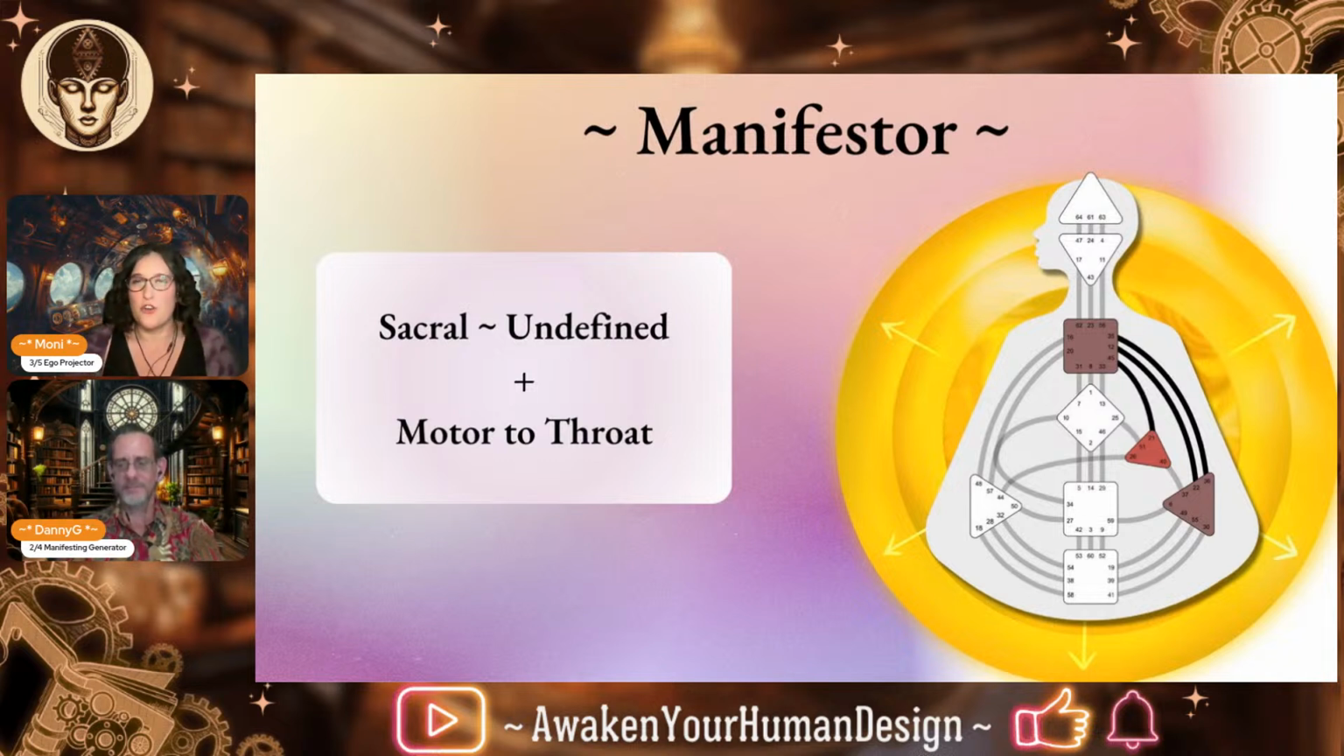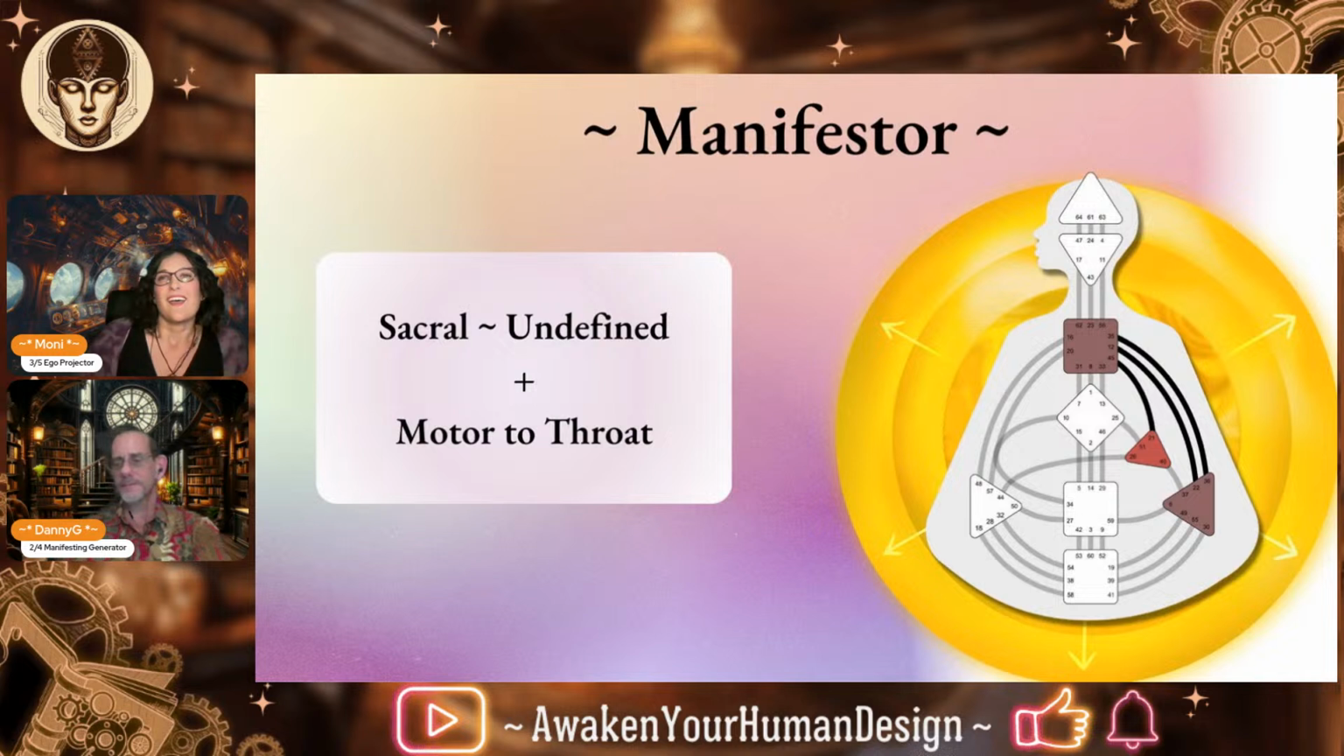You could also, if you have the root up to the spleen to the throat, that could also create another form of the manifestor. Any direct connection that you can draw a line from a motor to the throat, even if the ego goes through the will, goes through the G Identity center, that will still be a manifestor, period. It's a motor to the throat directly connected through a direct line and no sacral.